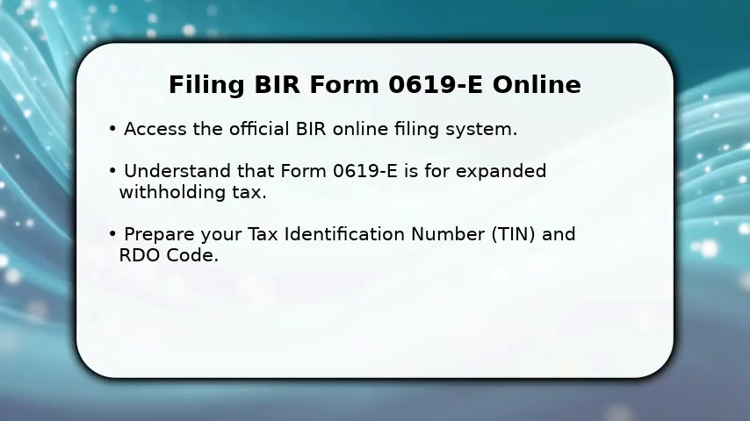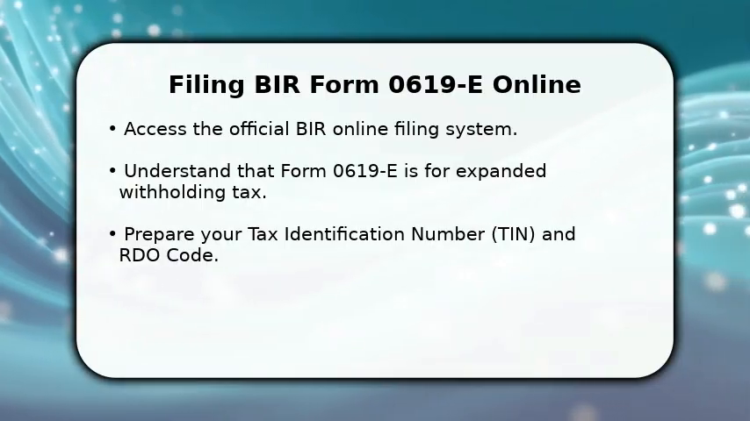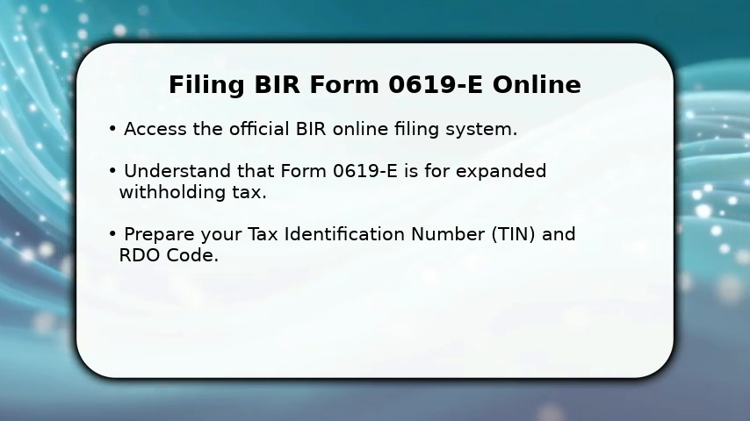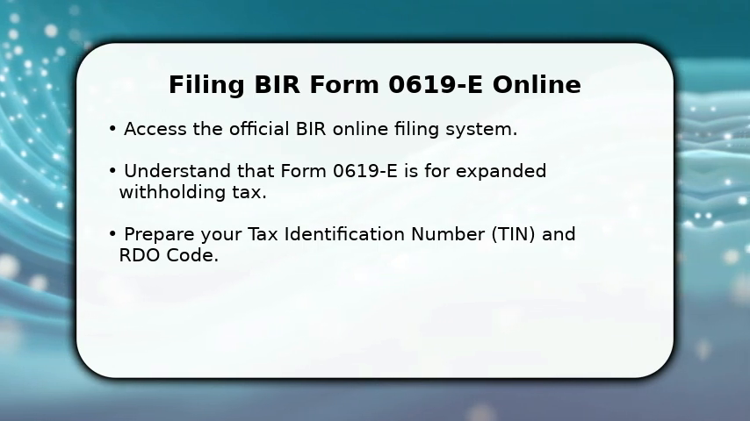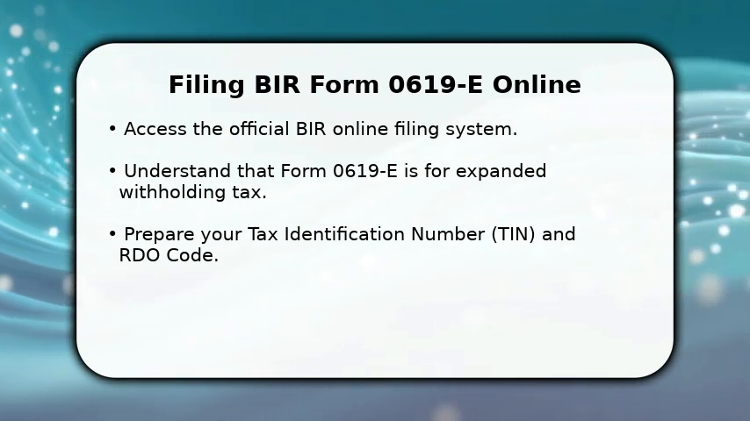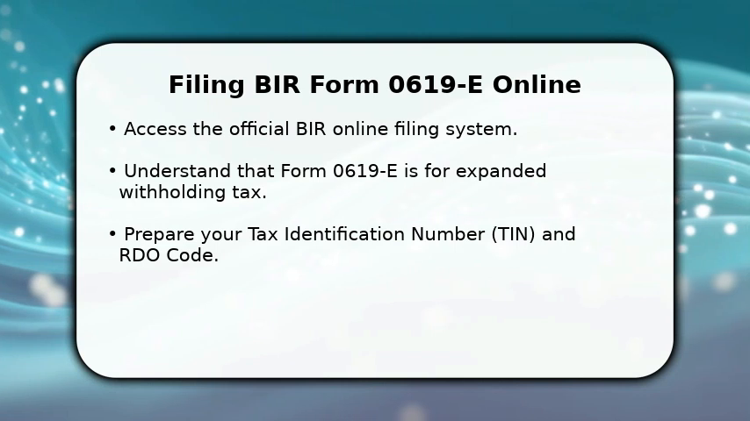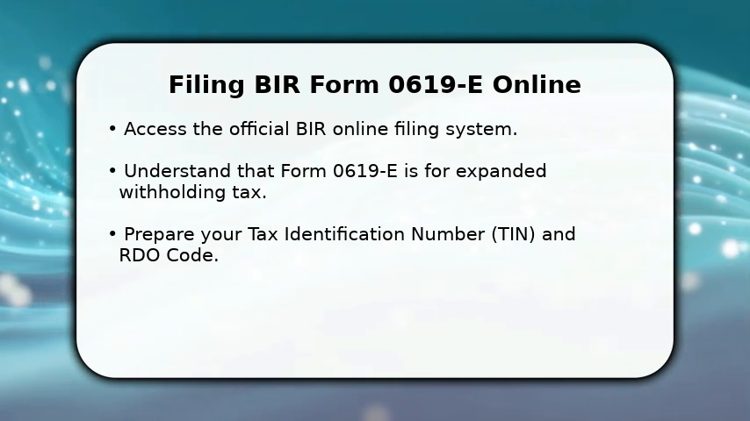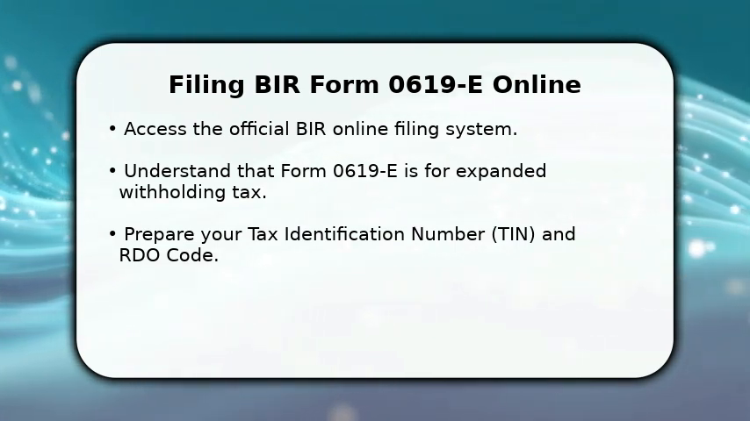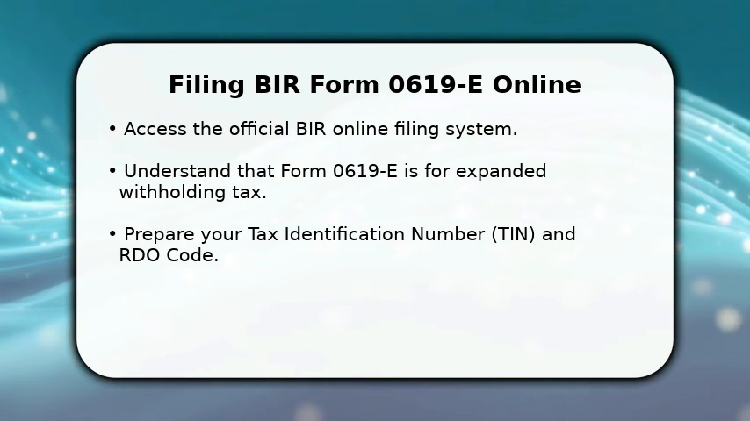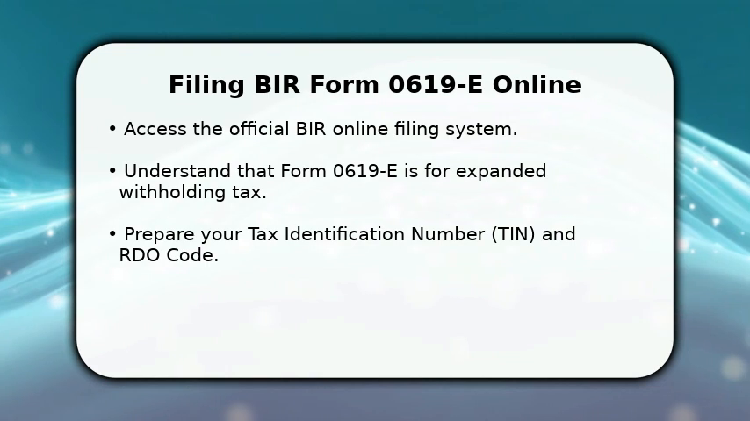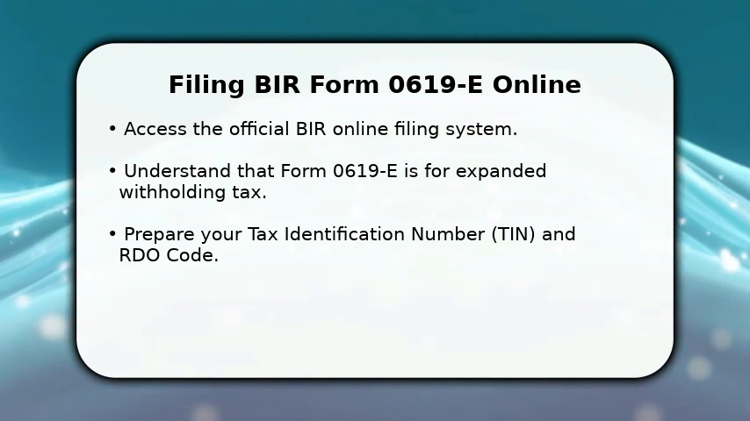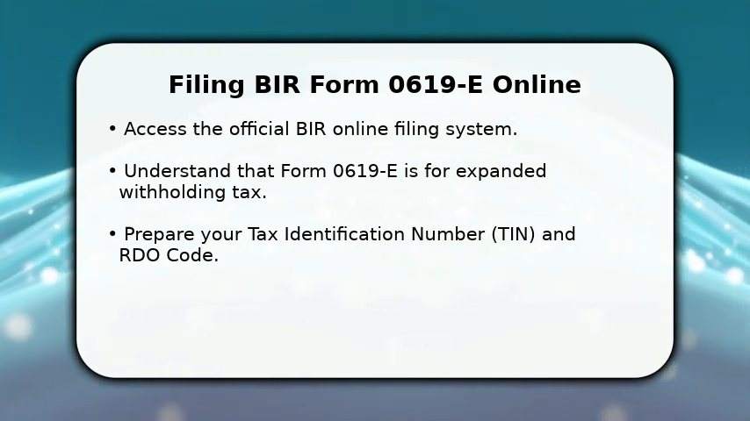Enjoy the video. In this video, I will explain how to file BIR Form 06190 online. This form is for remitting expanded withholding taxes for the first 2 months of a quarter. You'll need to access the Bureau of Internal Revenue's online system. Ensure you have your tax identification number and your Revenue District Office code ready. This initial preparation is key for a smooth and accurate online submission process.